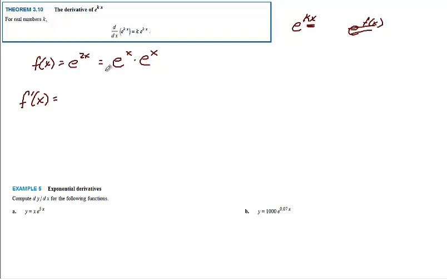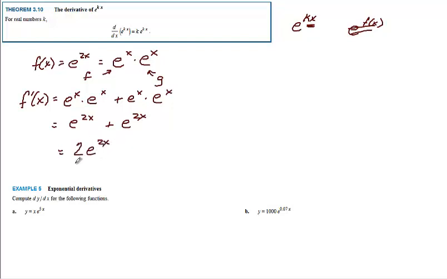All right. So for the product rule, I take the derivative of, let's just say this is f and this is g. So I'll take the derivative of f, that's e to the x, times the second one plain, that's e to the x, plus the first one plain, e to the x, times the derivative of the second one, that's e to the x. This would be e to the 2x plus e to the 2x, which in other words is 2e to the 2x, which follows what just happened here.